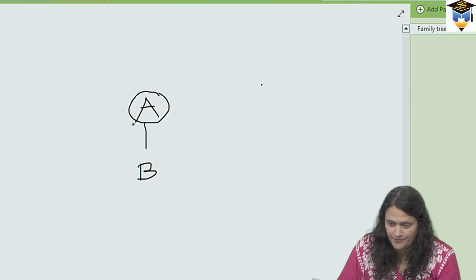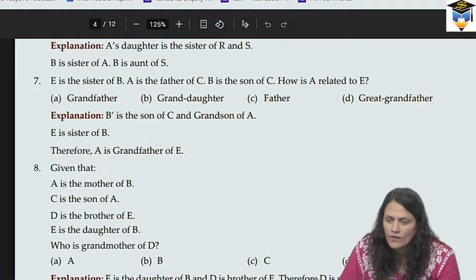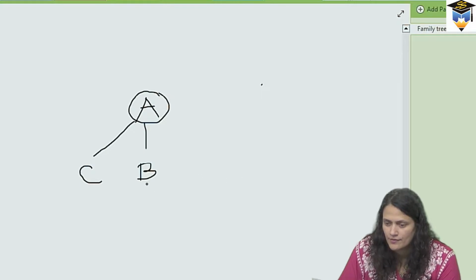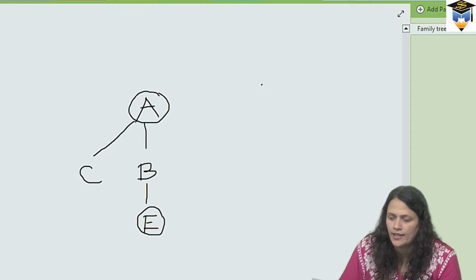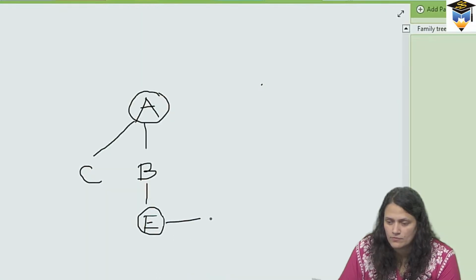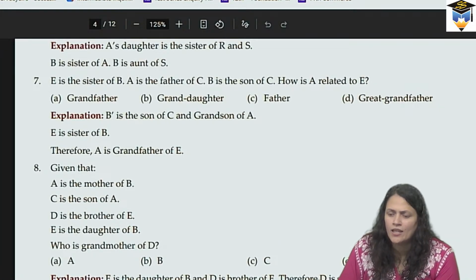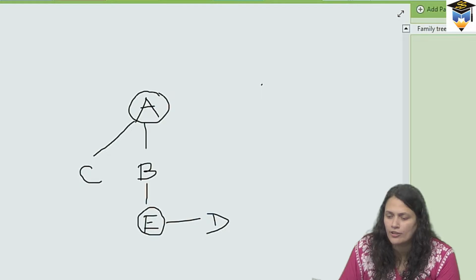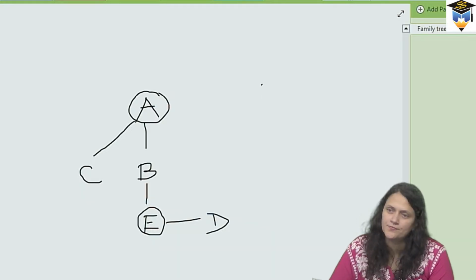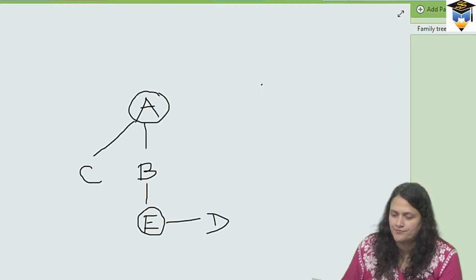C is the son of A. D is the brother of E and E is the daughter of B. E is the daughter of B is given, and D is the brother of E. And E is the daughter of B, done. So who is the grandmother of D? A is the grandmother of D.